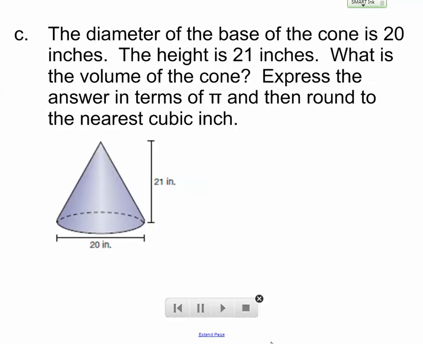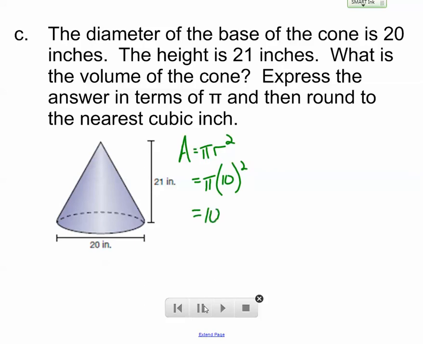Okay, the diameter of the base of this cone is 20 inches. The height is 21 inches. What is the volume of the cone? Express the answer in terms of pi and then round to the nearest cubic inch. Okay, so volume. With any volume, the first thing you've got to do is figure out the area of the base. So we're going to figure out the area of this circle by doing pi r squared.